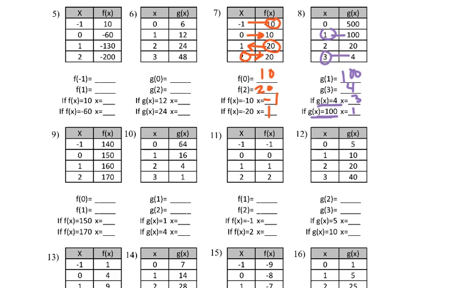Okay, g of 0 would give us 6. G of 2 would give us 24. G of x equaling 12 would take us back to x equals 1. And then 24 would take us back to x equaling 2.